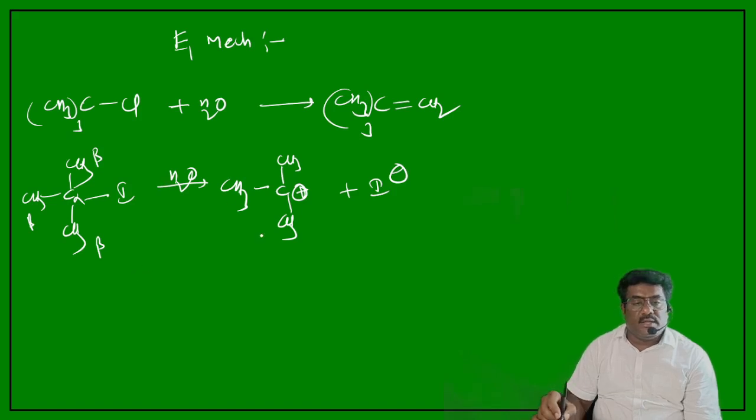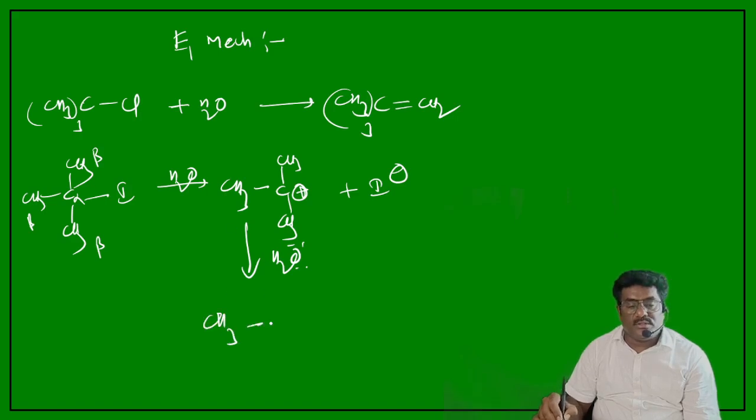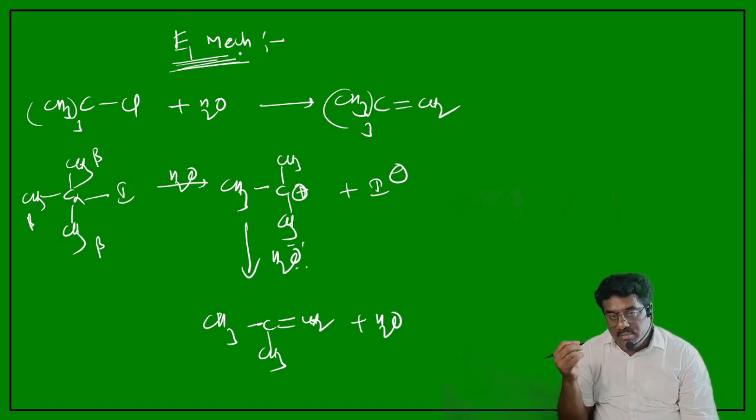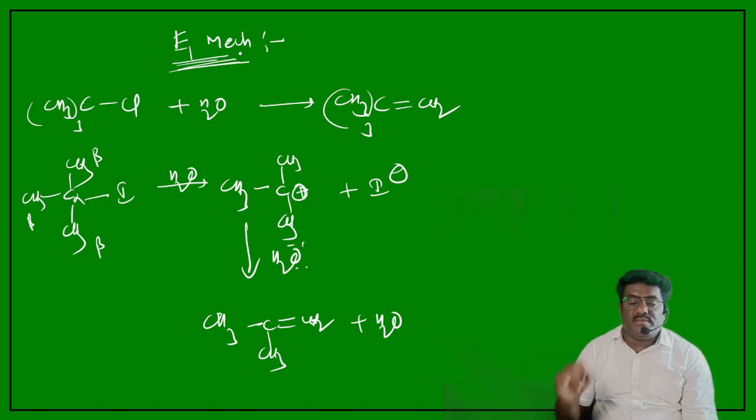Again, this carbocation in presence of H2O has a proton abstracted, and it gives CH3C(CH3)=CH2 plus H3O plus. This is the E1 mechanism. So E1 and E2 are both the same, but the bond breaking and bond formation timing is different.